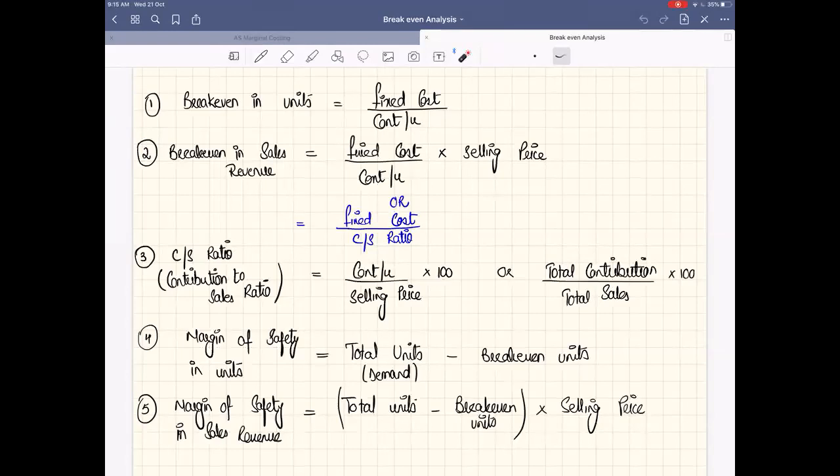You guys also need to copy this formula. There is another way to find out break even in sales revenue, and that is to divide your fixed cost by the CS ratio. So when you divide your fixed cost by CS ratio, you will also get break even in sales revenue. This is an alternative approach. As soon as you copy this, we can start the question.